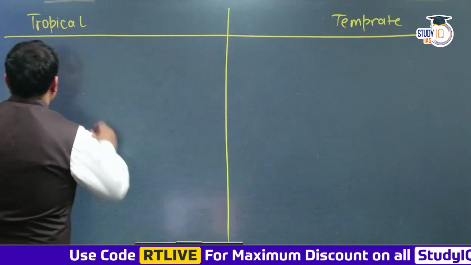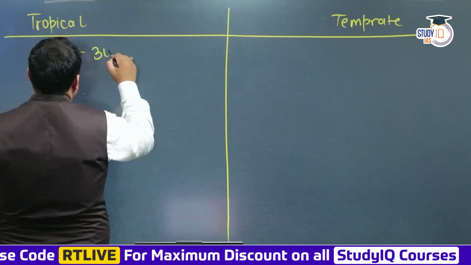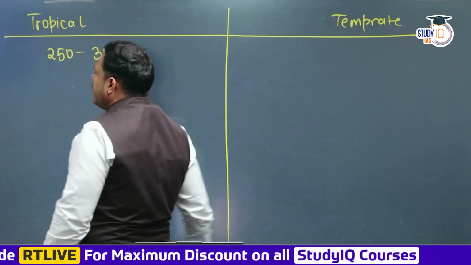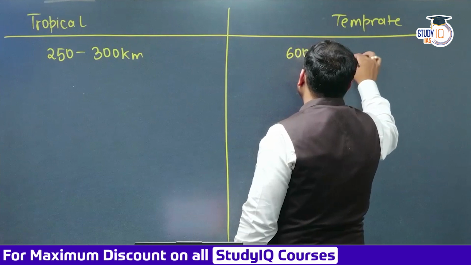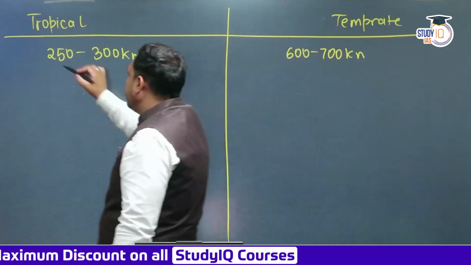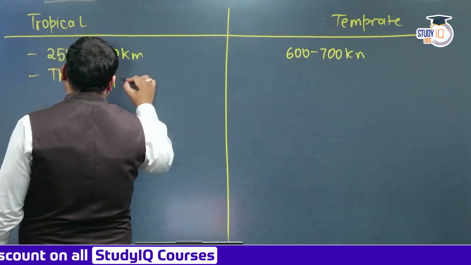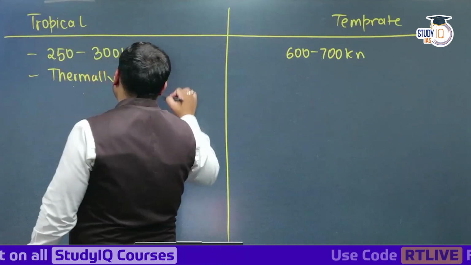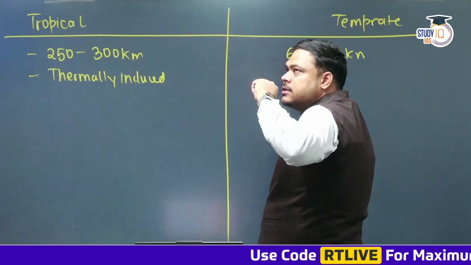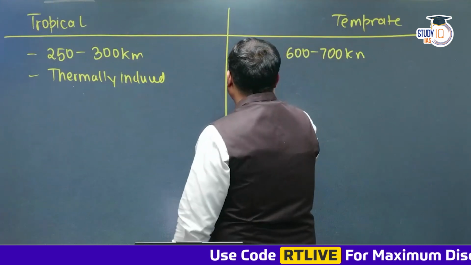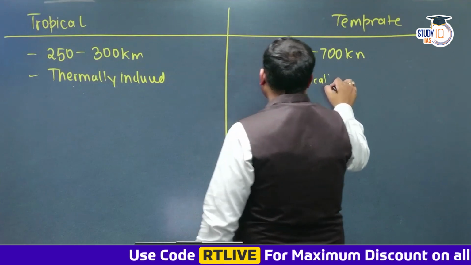Now guys, if you look at tropical cyclone, they are typically between 250 and 300 kilometers radius. Whereas temperate cyclone can be 600 to 700 kilometers of radius, so they are larger. But tropical cyclone is thermally induced. Yes or no? Yes, sir. They are created because of what? Pre-existing low pressure being intensified by less variable winds going up. Yes or no? And temperate cyclones are dynamically induced. Yes or no? What is dynamic? Movement of wind.